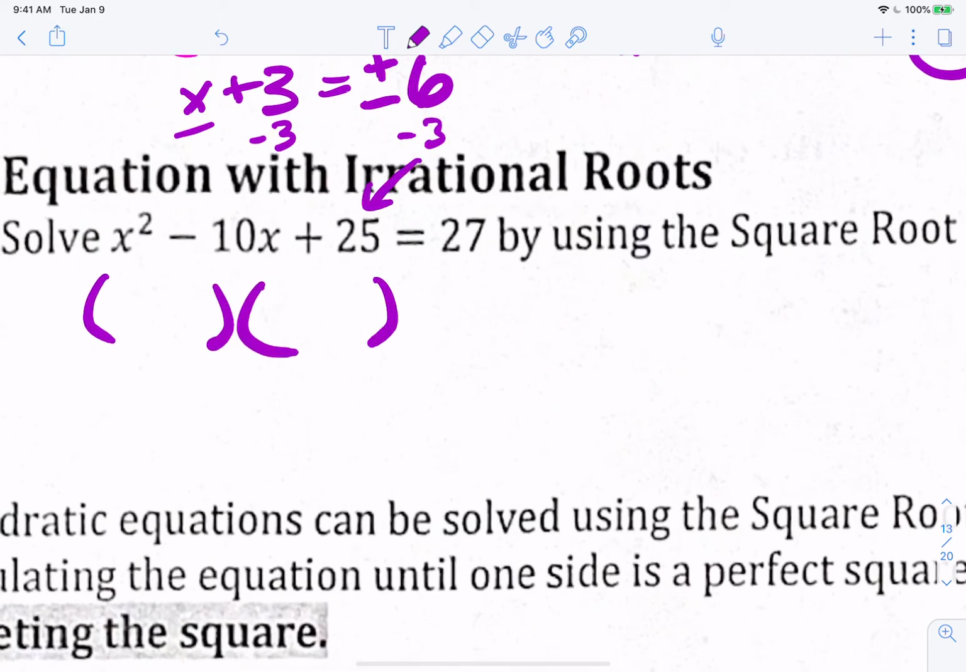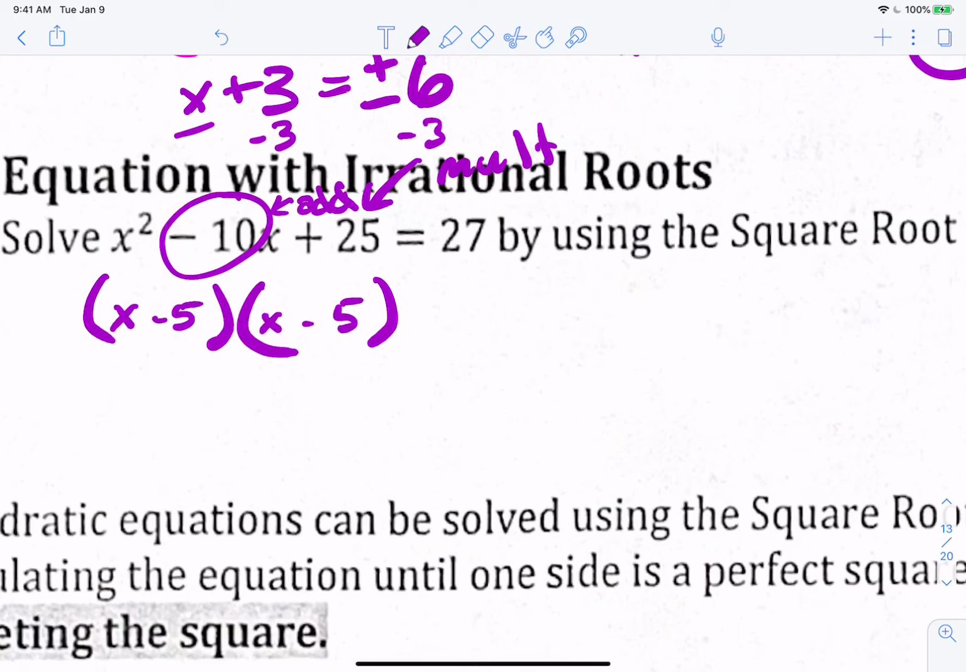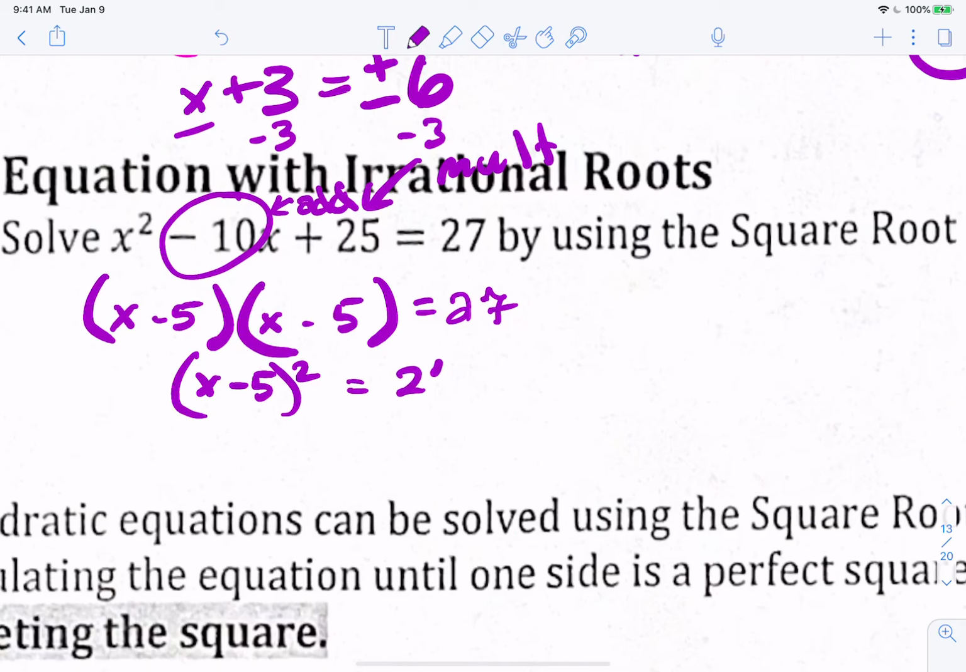What can you multiply to get 25, but when you add them, give you negative 10? Multiply to get 25, add to get negative 10. Negative 5, right? Equals 27. And then we write x minus 5 times x minus 5 as x minus 5 squared, because there's two pieces there.